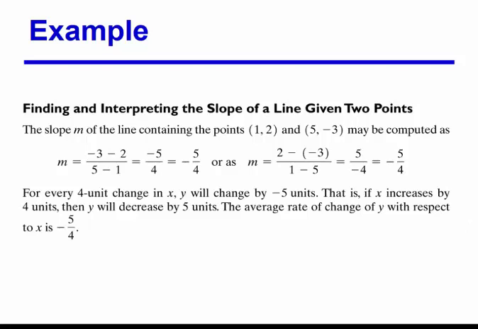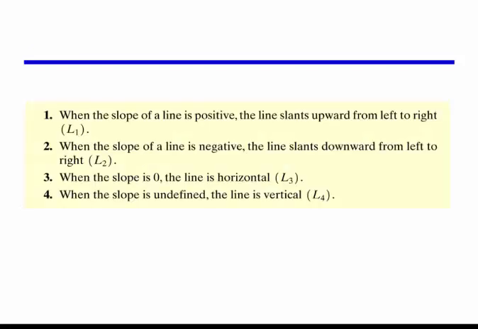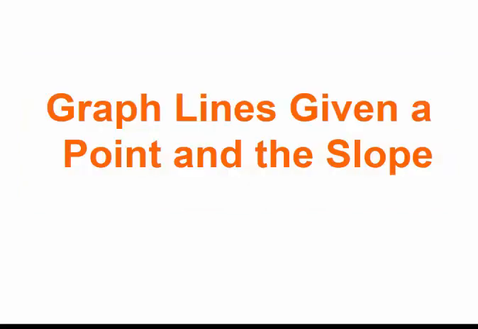So if we get 2 points, 1, 2, and 5, negative 3, the first thing we do is label them. We can label 1, 2 as x1, y1, and 5, negative 3 as x2, y2, and then substitute into the formula. Or we can label 5, negative 3 as x1, y1, and 1, 2 as x2, y2, and we still get the same value. The slope is simply the average rate of change of y with respect to x, and in this case it's negative 5 over 4. That means that for every 4 unit change in x, y will change by negative 5 units.